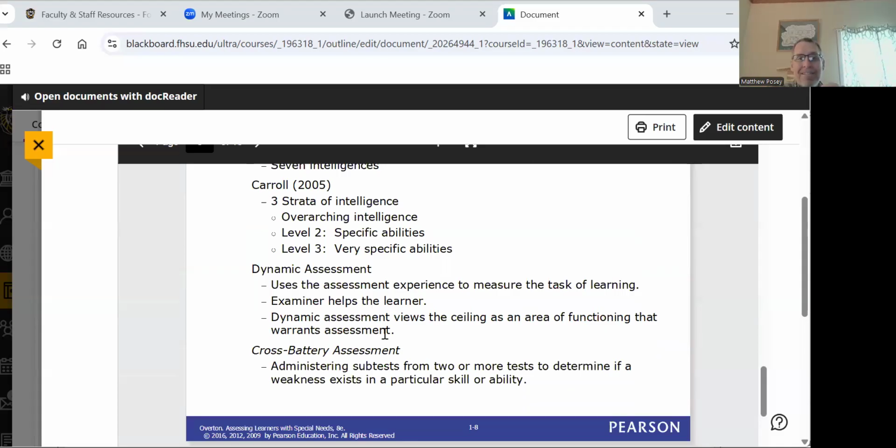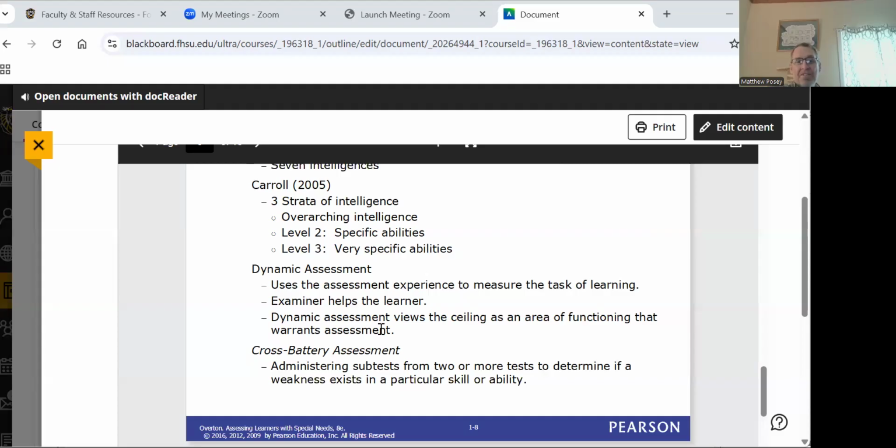We have dynamic assessment, and it uses an assessment experience to measure the task of learning. The examiner is able to help the learner in this. It's more performance based. It also views the ceiling as an area of functioning that warrants assessment. So, kind of going back to the basal and ceiling terms.